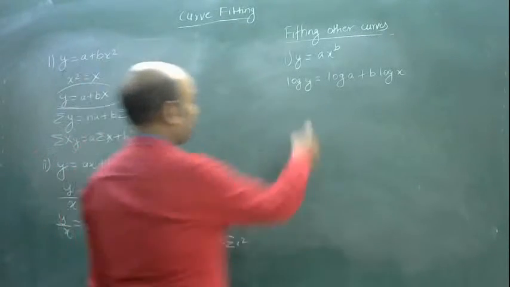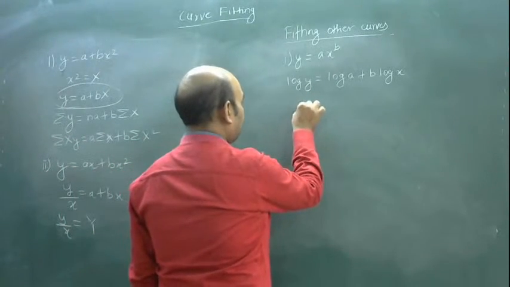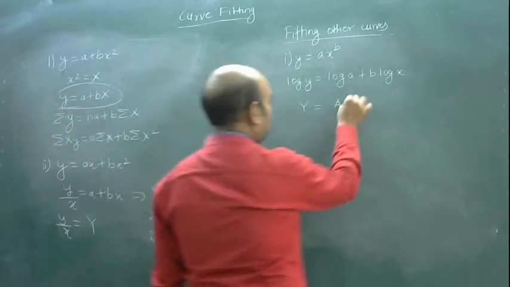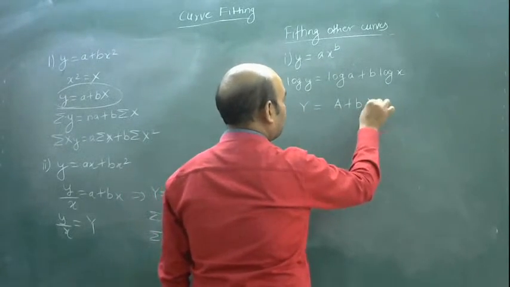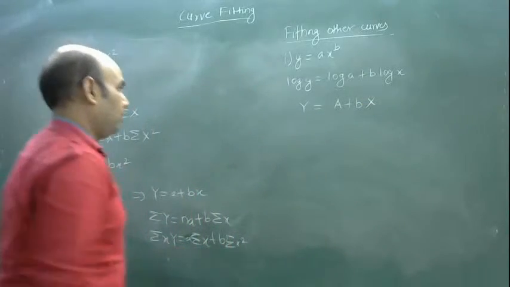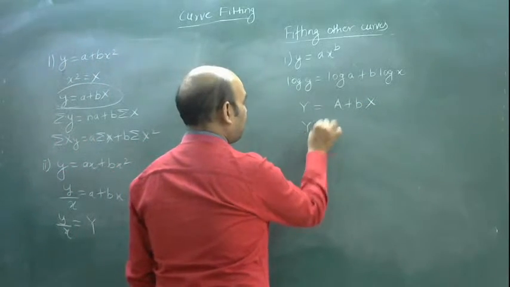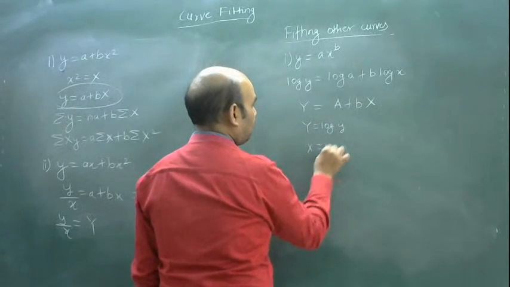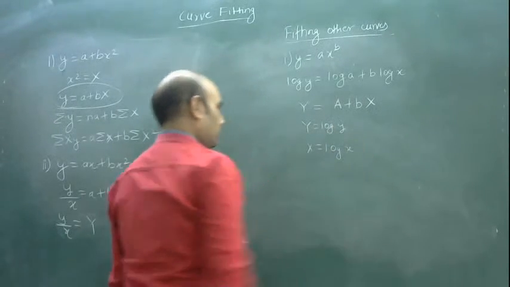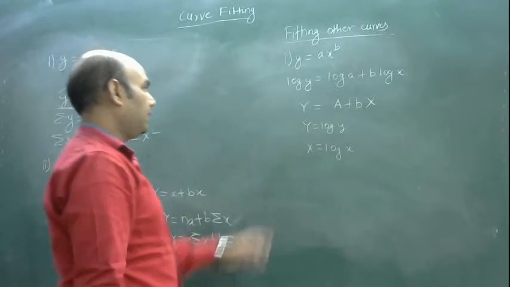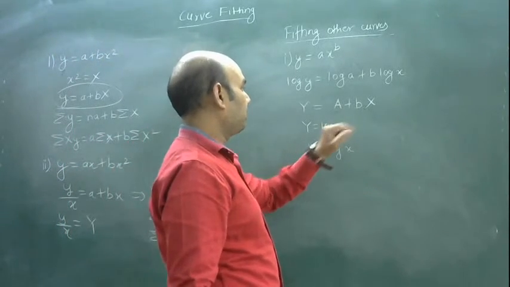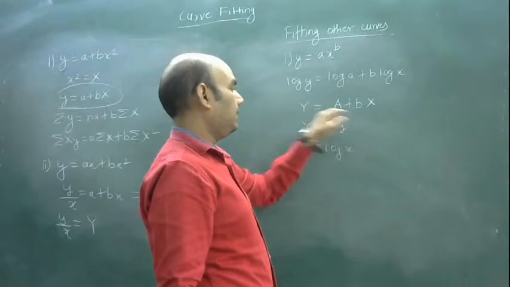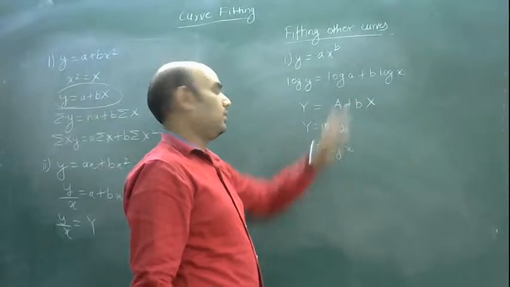So what will we do? We replace log y as capital Y. So this is capital A plus small b into capital X, where capital Y is equal to log y and capital X is log x. When you find the values of A and b, then you have to take the antilog in order to find a.